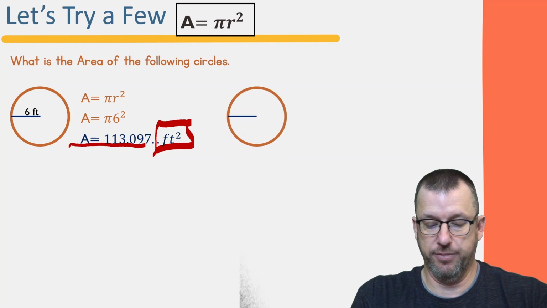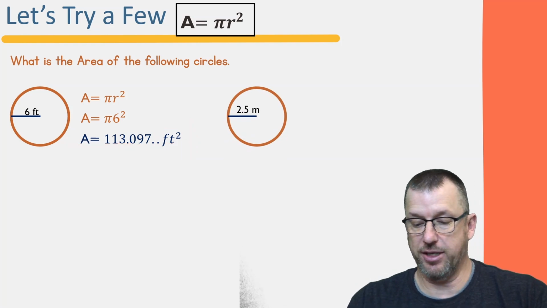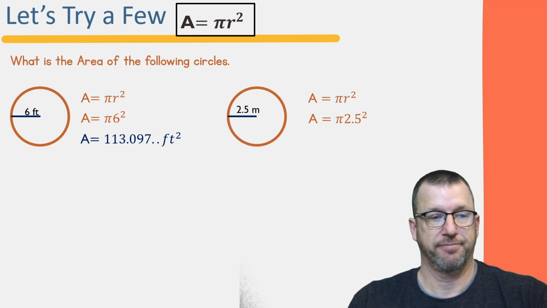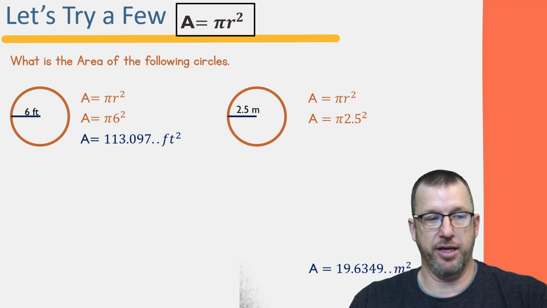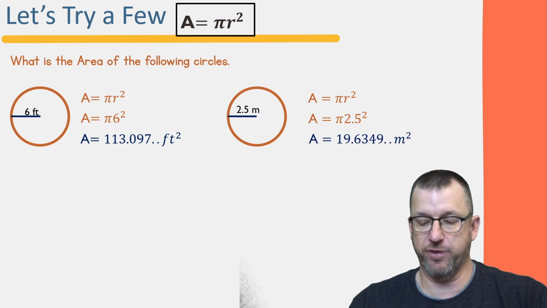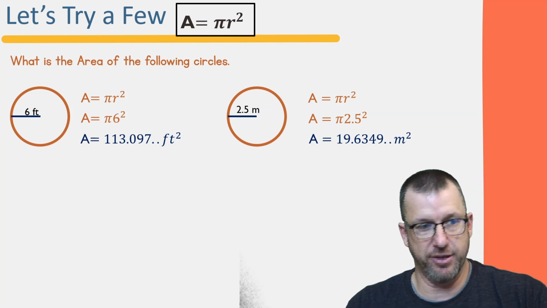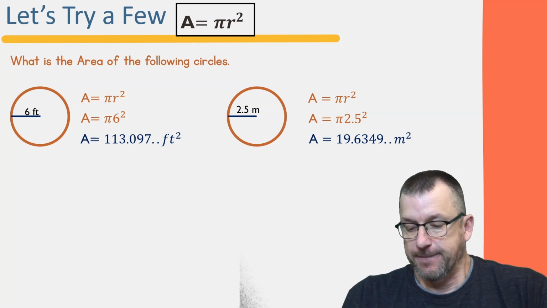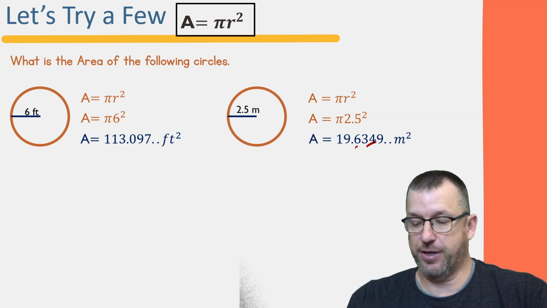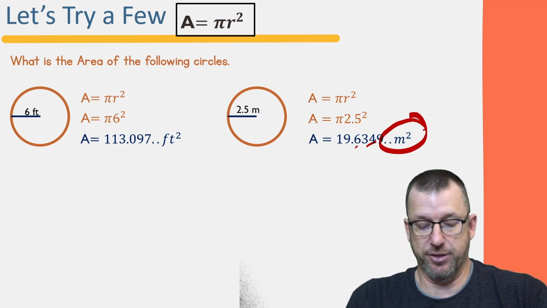All right, here's another circle. And we've got 2.5 meters is our radius. Let's plug it in. Okay, and then you do the math by calculating that out, and you get the area of this one is 19.6349, blah, blah, blah, goes on forever. Remember, it's probably going to have you round to the nearest tenth or 100th. Okay, but this one was meters, so our final answer is in meters squared.